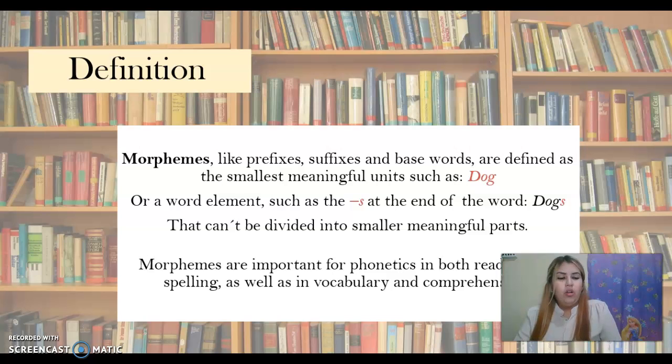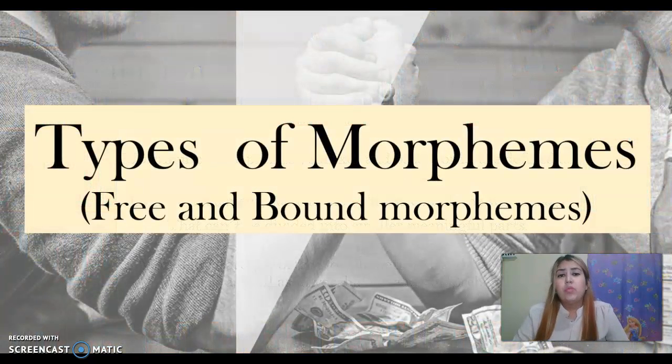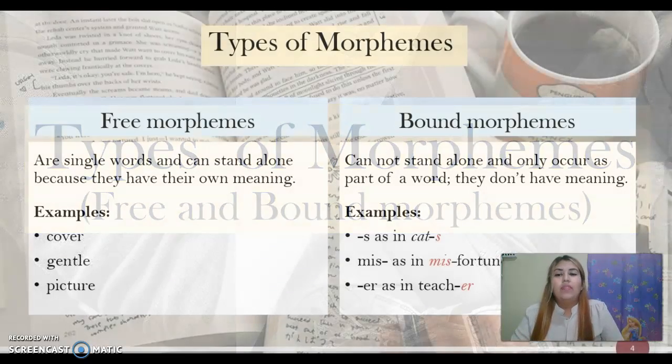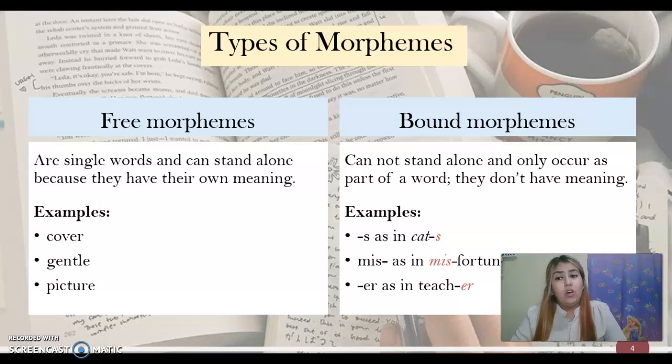Now let's see more about what types of morphemes we have. We have free and bound morphemes. Free morphemes are the ones that can stand alone because they have their own meaning. For example, we have the words cover, gentle, and picture. As you can see, these three are single words and they can stand alone because they have their own meaning. We already know the meaning of each one, okay?